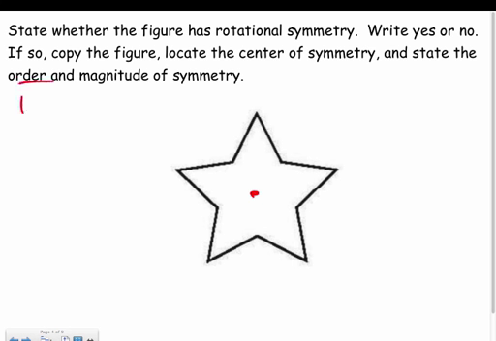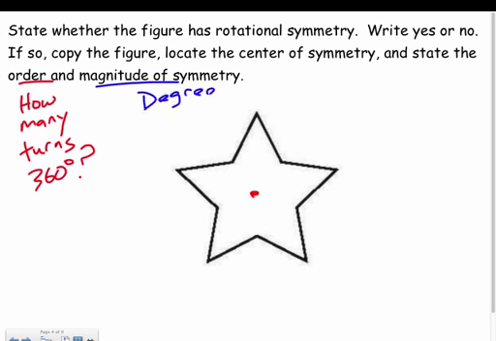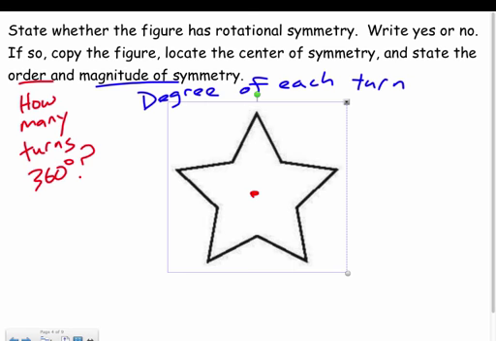Well, the order is how many turns? How many turns to make it all the way through the circle? And the magnitude is the degree of each turn. So 360 all the way around, I have to figure out how much each one is. Well, if I take a look here, right now I'm at 0 degrees, right?